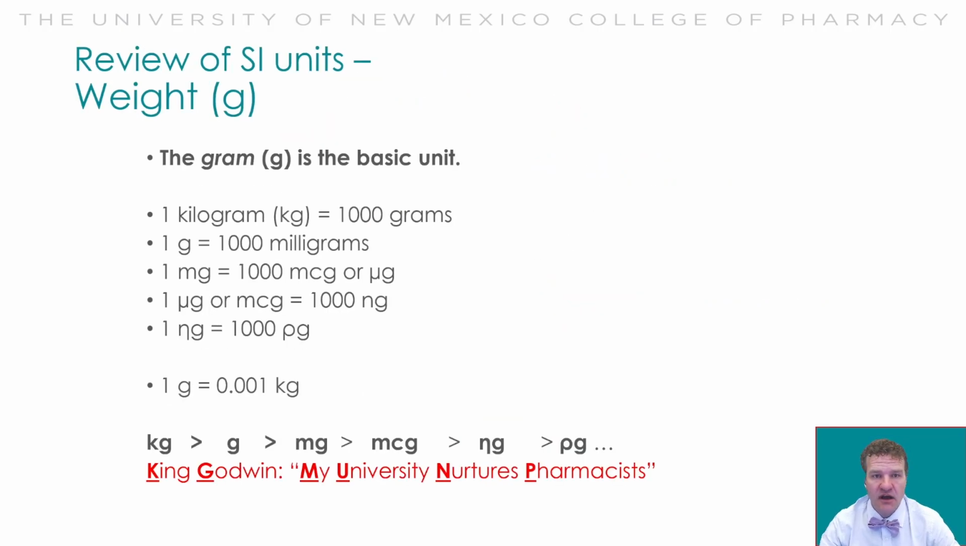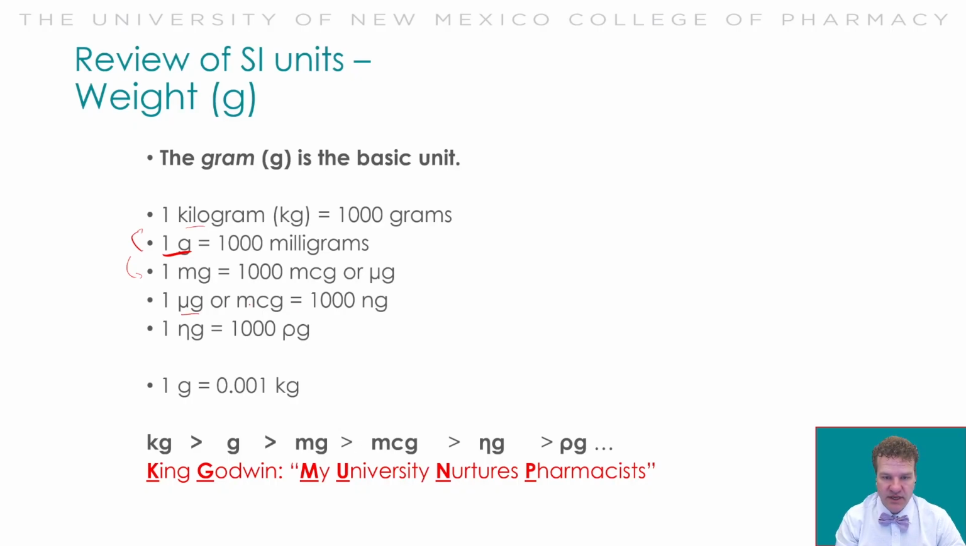All right, so we're going to start off with the gram. Okay, so this is a unit of weight, and the gram is the basic unit. From the gram, we can go up to kilogram, and a kilogram is 1,000 grams. So kilo is 1,000, and if we go down, we go to milligrams, and 1 gram is 1,000 milligrams. 1 milligram is 1,000 micrograms. And 1 microgram is 1,000 nanograms.